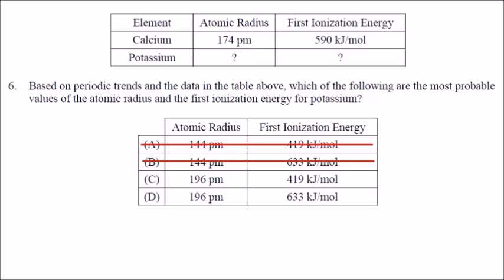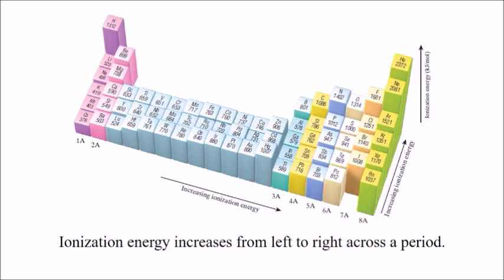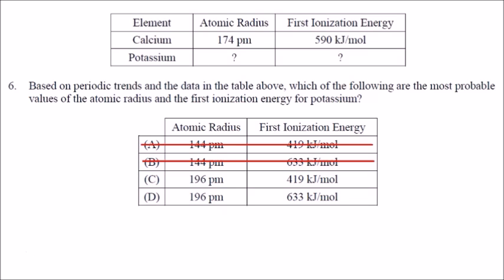Now in terms of the trend for the first ionization energy, those values tend to increase from left to right across a period, and since potassium is further to the left in the same period, potassium should have a lower first ionization energy than that of calcium. Looking for a number that is less than 590, so the correct answer for number 6 is C.